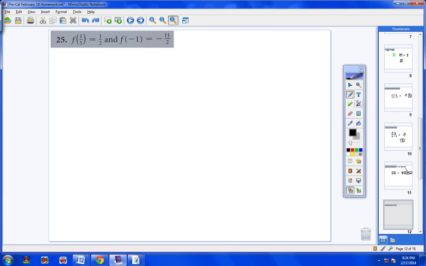Now, I understand, let me get a drink here. I know this notation looks a little weird, but I actually chose this problem so you would learn to work with situations like this. F of 1/5 equals 1/2 just simply means we put 1/5 in and we got out 1/2. It's an ordered pair. F of negative 1 equals negative 11/2. That means we put in negative 1 and we got out negative 11/2. So it's just an ordered pair written in functional notation.